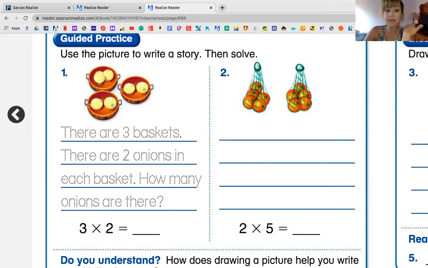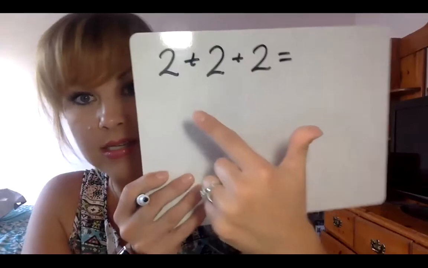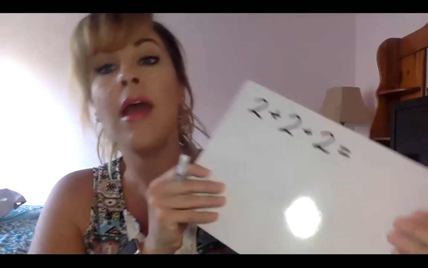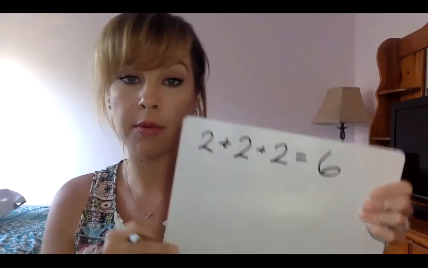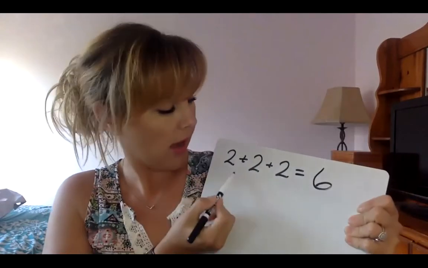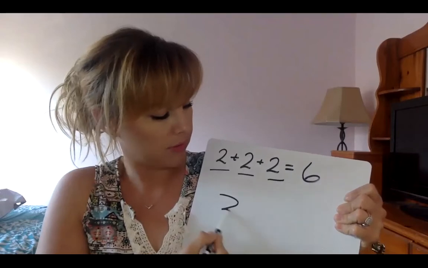So let's turn that into a repeated addition sentence just for some quick support, okay? So remember, I saw 3 groups of 2. I had 1 group of 2 onions, a second group of 2 onions, and a third group of 2 onions. My repeated addition sentence was 2 plus 2 plus 2, and we know that that equals 6. Let's turn it into a multiplication problem. How many groups do you have? I have 1, 2, 3 groups.